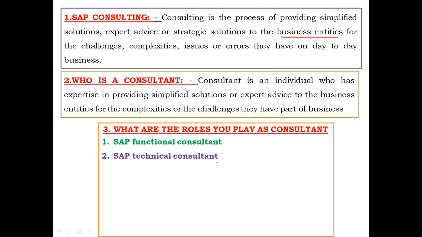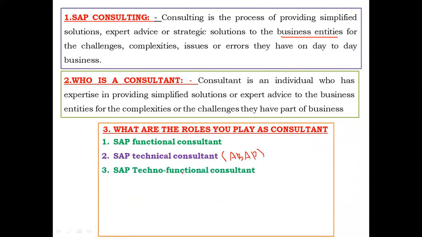Technical consultant. So what is a technical consultant? Technical consultants are also called ABAPers. Technical consultant, also called ABAPers, means the person who has good knowledge about coding. Good knowledge about coding is called a technical consultant.